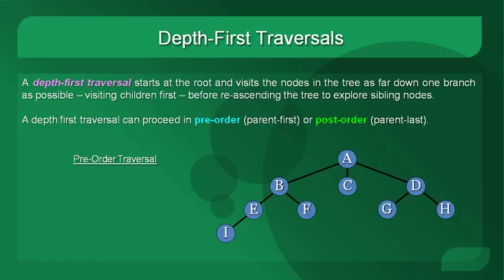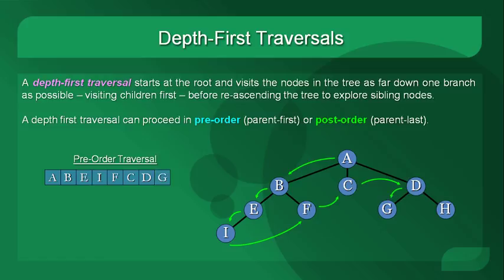So we said in a pre-order traversal, parents are visited first. In this case, we start with A. So we process A. Then we visit his children, B, C, and D. So we start with B. B has 2 children, E and F. So we start with E. E has 1 child, I. Then we print I. Then we go to the sibling of E, F. We're done with the B subtree, let's call it. Then we go to its sibling, C. C does not have any children, so we go to D. And then D has 2 children, G, and finally H. This is a pre-order traversal.